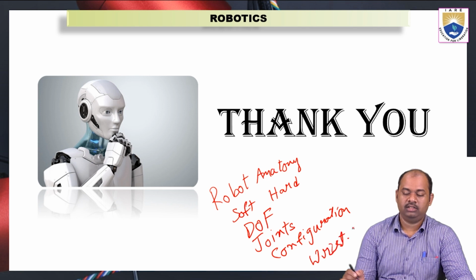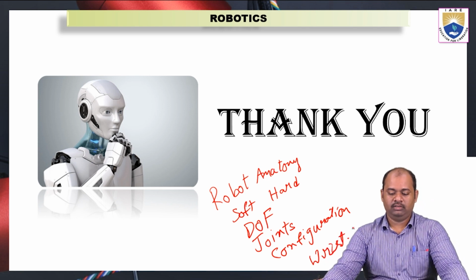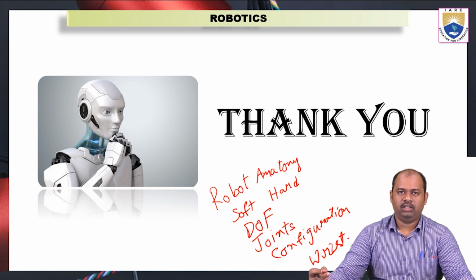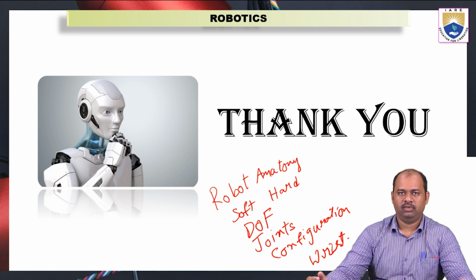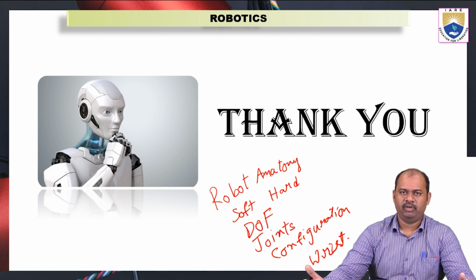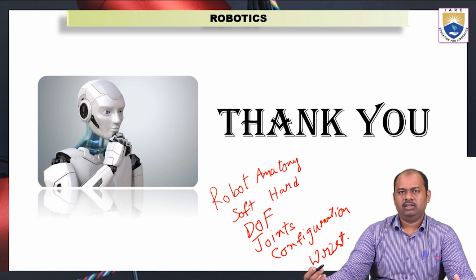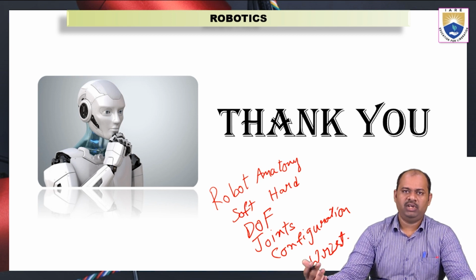In the coming class, we will see what are the different actuators, or what are the different parts of a robot. We have seen already what are the different parts. We will see in detail what are the different actuators or different tools that can be connected to the robotic end effector.